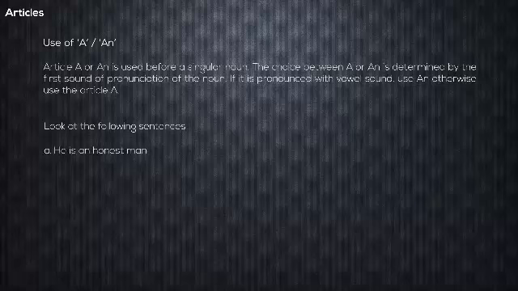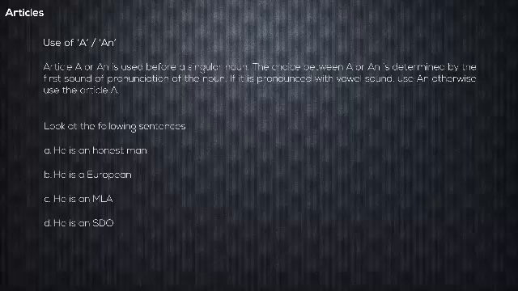A. He is an honest man. B. He is a European. C. He is an MLA. D. He is an SDO. In the above sentences, look at the first one.